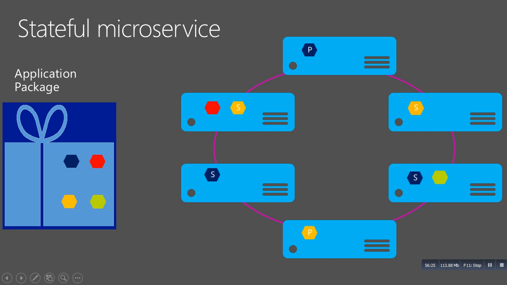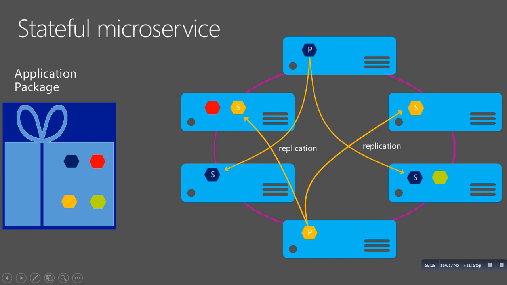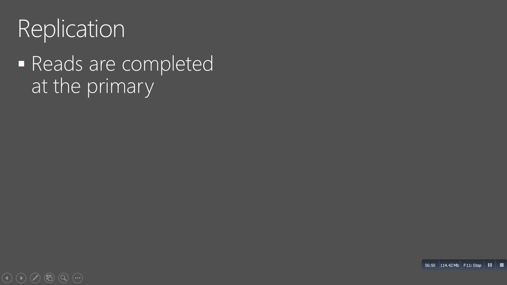So replication reads are completed at the primary. Instead, all reads will be happening from the primary. For example, this is a scenario. This is the primary, and this is the secondary, which is the replica. Primary is aware of all this. So all reads are happening at primary, and primary will serve that.